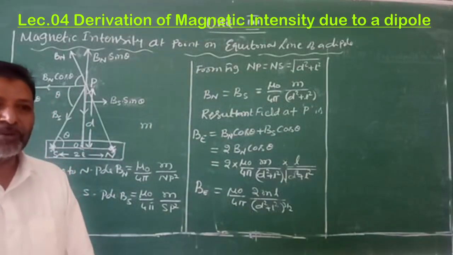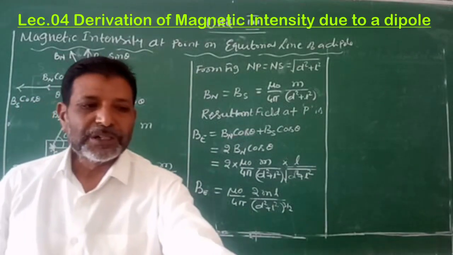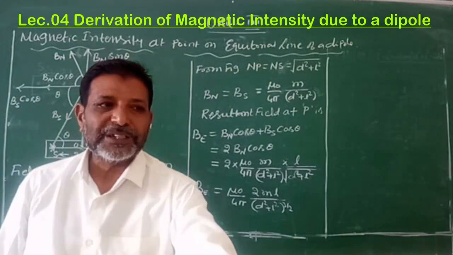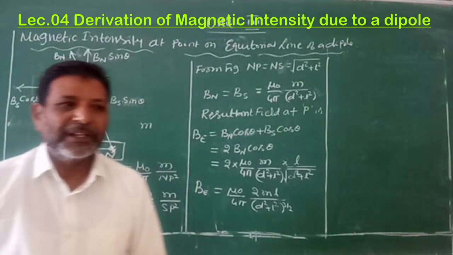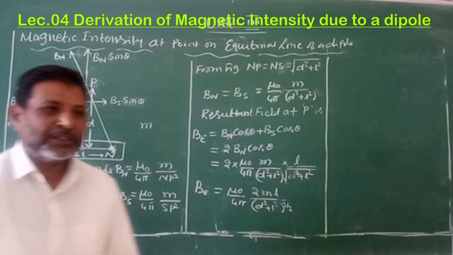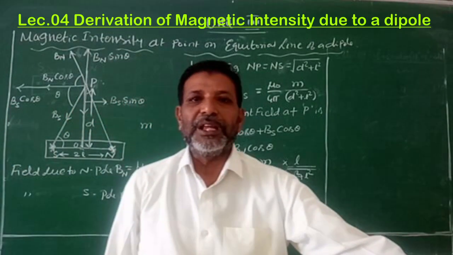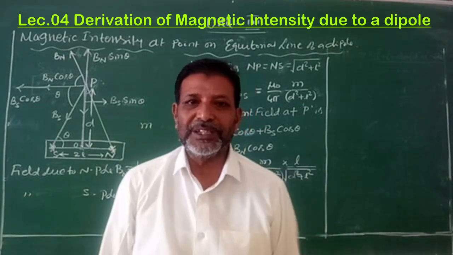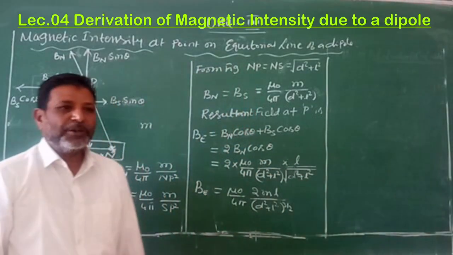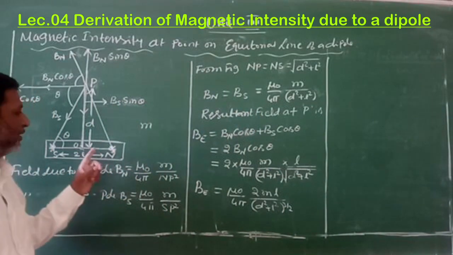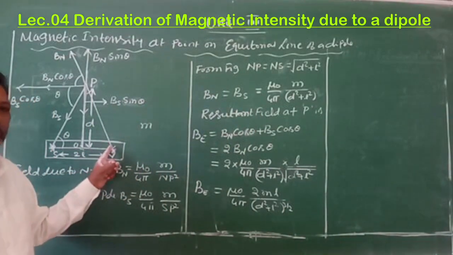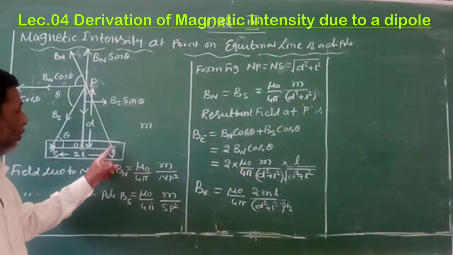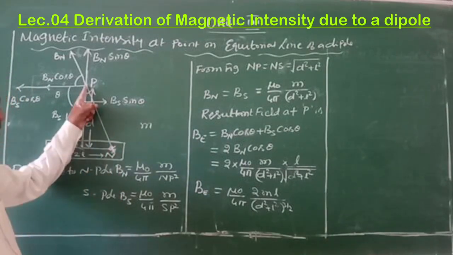Then at this point, what is P? There are two fields acting, isn't it? One is due to the north pole and another is due to the south pole, isn't it? Now, field due to the north pole, it is equal to what you get here. This is a point, you get it here.